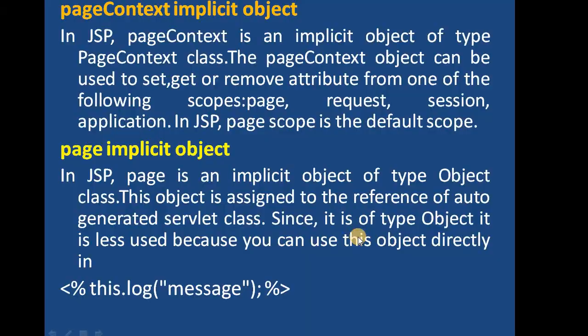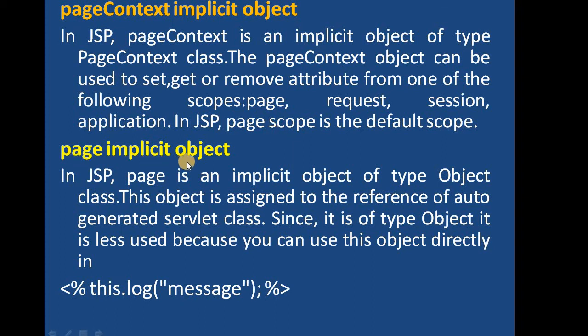So we are using the application object to get this init parameter and storing the driver's name into the string driver. The pageContext implicit object is an implicit object of the PageContext class, and this can be used to set, get, or remove attributes from one of the scopes like page scope, request scope, session scope, and even the application scope. By default in JSP, the scope is page.